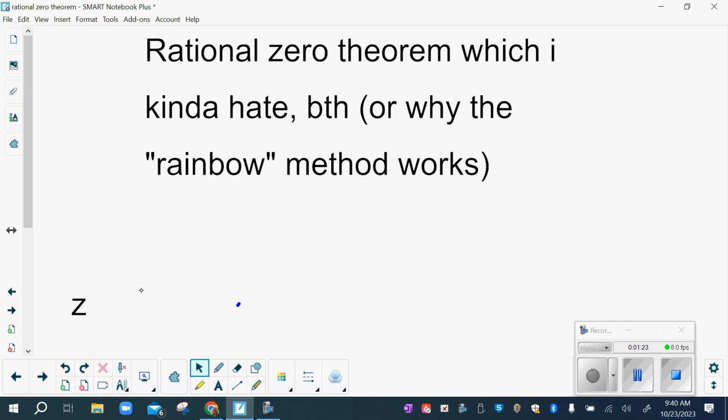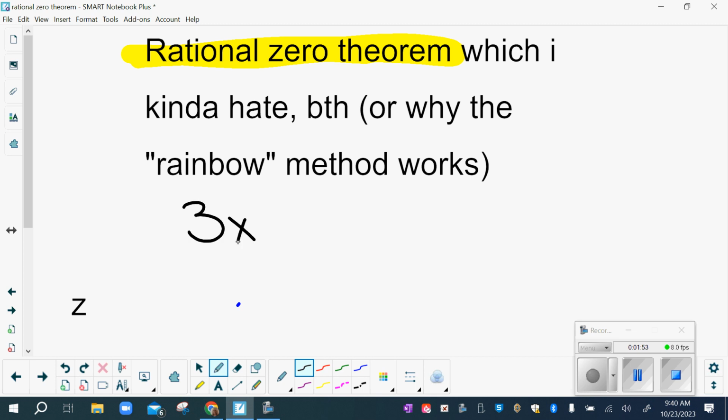But it turns out we're not going to make random guesses. We're not going to take a problem and say, I don't know, let's try 17, right? You're not going to take random guesses. There is a little bit of a system. It is referred to as the rational zero theorem. Look at me giving scary names, right? But it's why the rainbow method works. This whole time you guys have been saying, I do that rainbow thing with C, but I don't really know why it works. And I am going to tell you.